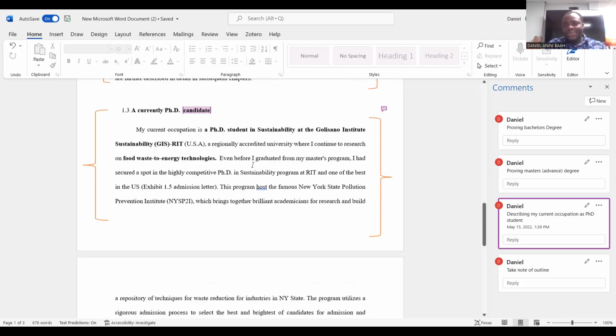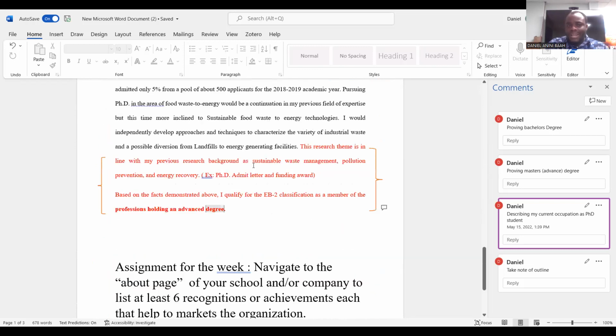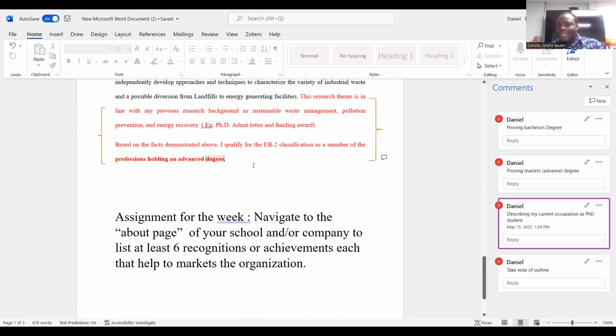Now, as I'm gradually ending today's episode concerning proving advanced degree, which I think we have really done justice to, I want to leave you with an assignment for the week. Navigate to the about page of your school, if you are still a student, or your previous schools, where you got your degrees from. Write down some of the good things written on the about page. It may be their mission statement.